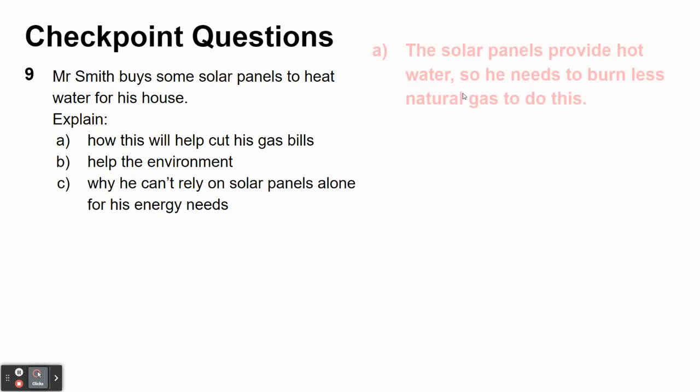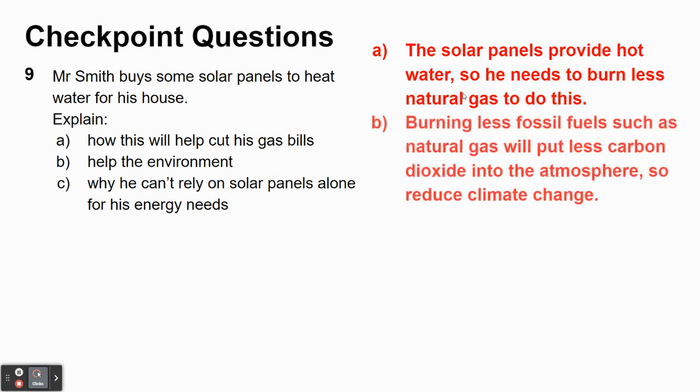So here are the answers. It will help cut Mr. Smith's gas bills because he no longer needs to burn natural gas to provide hot water. It will help the environment because he's burning less fossil fuels such as natural gas, so there'll be less carbon dioxide in the atmosphere, so that will reduce climate change.